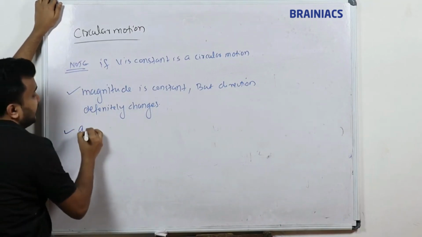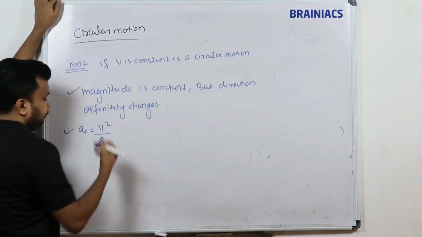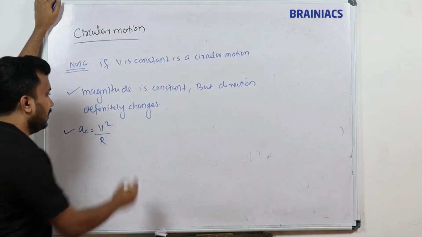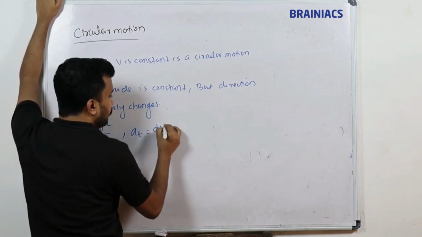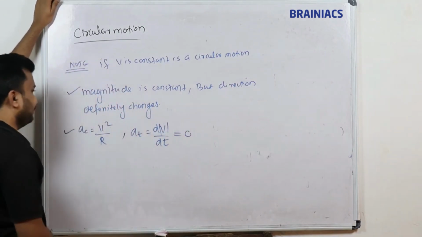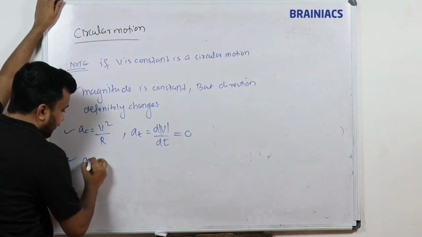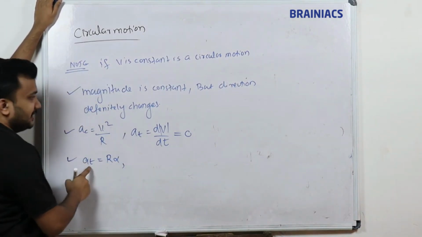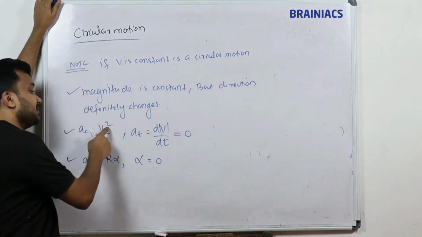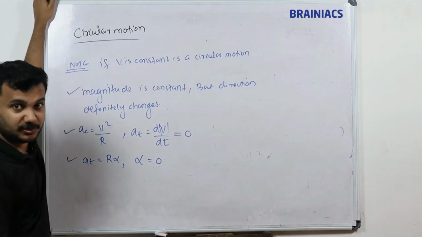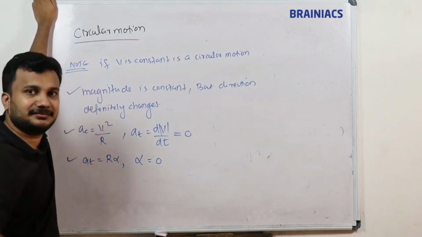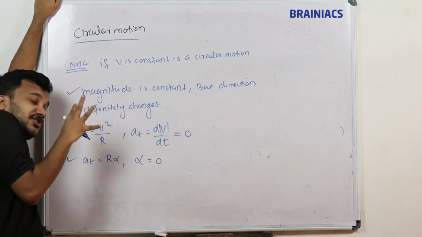What is AC? AC is equal to V square by R. What is AT? AT is equal to dV by dt. This is equal to 0. We know AT is equal to R alpha. AT is equal to 0 means alpha is also equal to 0. Centripetal acceleration exists: V square by R. Is AC constant or not constant? AC is not constant, because the velocity is changing.